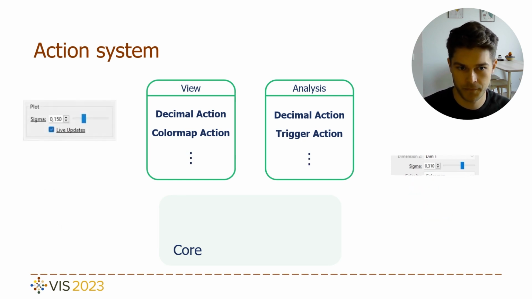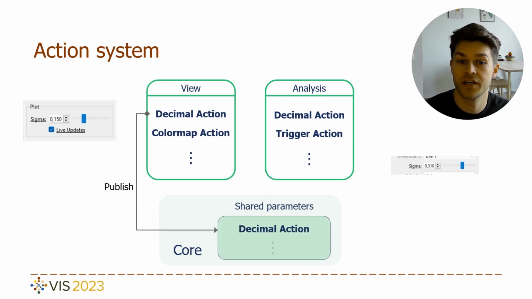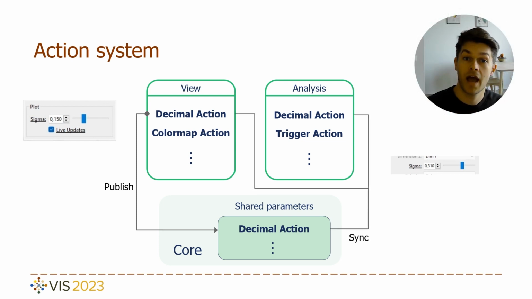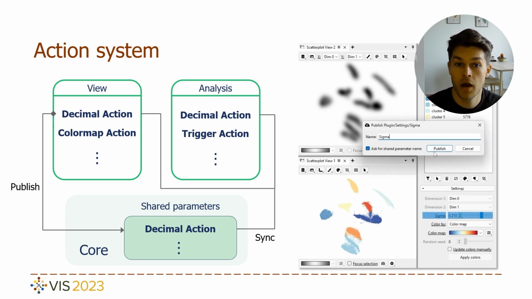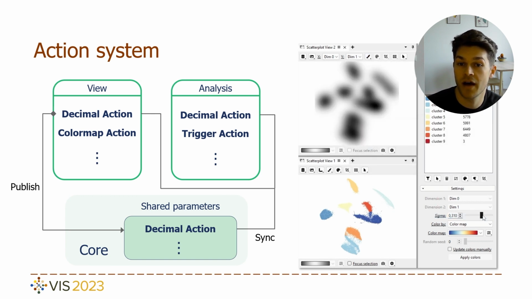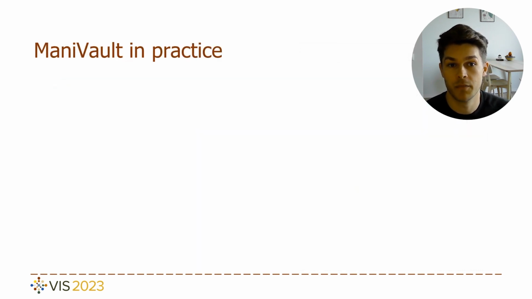same type. To do this, the user first publishes an action, which creates a shared parameter that is managed by ManiVault's core, alongside all other actions that might have been shared before. A second action can then be connected to the published one. Any change to the parameter in one plugin will be synchronized with the other. Here, for example, we make use of this connection to visually find a suitable density estimation while updating the clustering automatically. At this point, we should revisit one of the application examples from the intro.